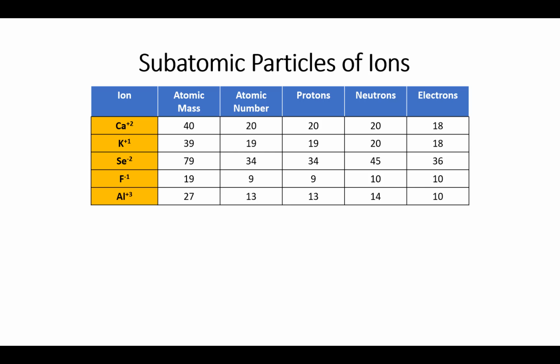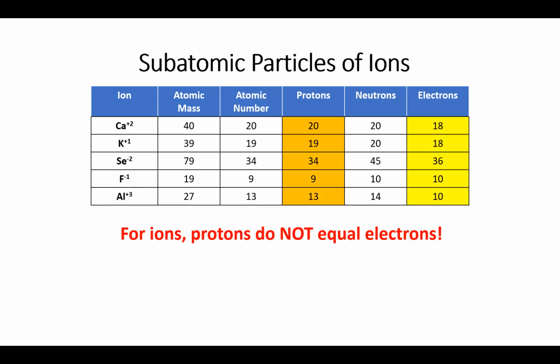Maybe you could even see something different than when we were looking at atoms. One of the columns looks suspiciously different than it did before. You got it. It's the electron column. Something's going on with the electron column. If you remember when we were looking at atoms, the protons and the electrons were always identical, and we said that made sense because atoms are neutral. Well, ions are not neutral. They have an overall charge.